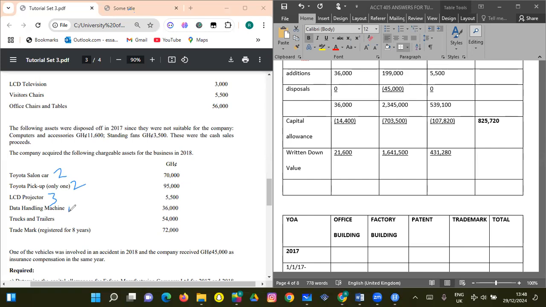And then trucks and trailers will be in pool 2. Then this one will be in pool 5, right? So since you are able to get this, you are almost done with the pools.